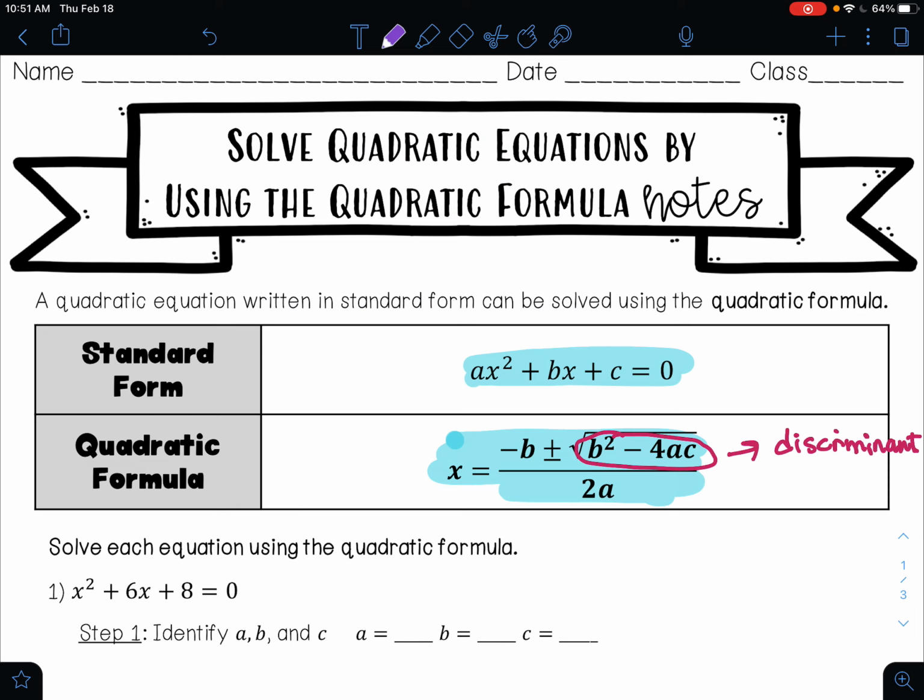So if we look at this first example, it says solve each quadratic equation using the quadratic formula. So on example 1, I have x squared plus 6x plus 8 equals 0. Step 1 is to identify a, b, and c. So I can see that a is 1 because that's the coefficient of x squared. B is 6 because that is the coefficient of x. And c is 8 because 8 is the constant. So that's step 1.